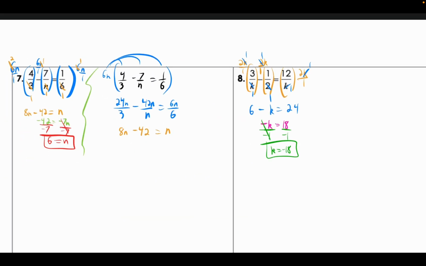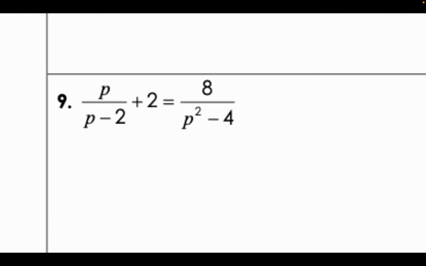Moving on to number 9. This too is technically a fraction. It's technically over 1. And so we do have multiple fractions or multiple expressions still on one side of the equal sign, at least one side of the equal sign. And so that means we're going to want to focus on multiplying with the least common multiple of the denominators or least common denominator.